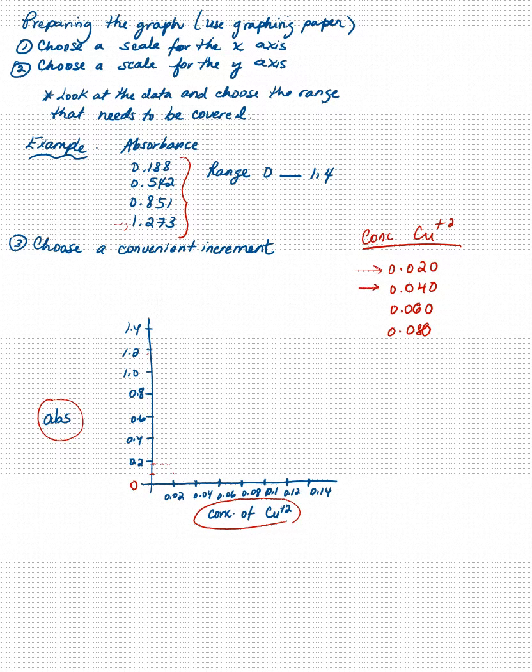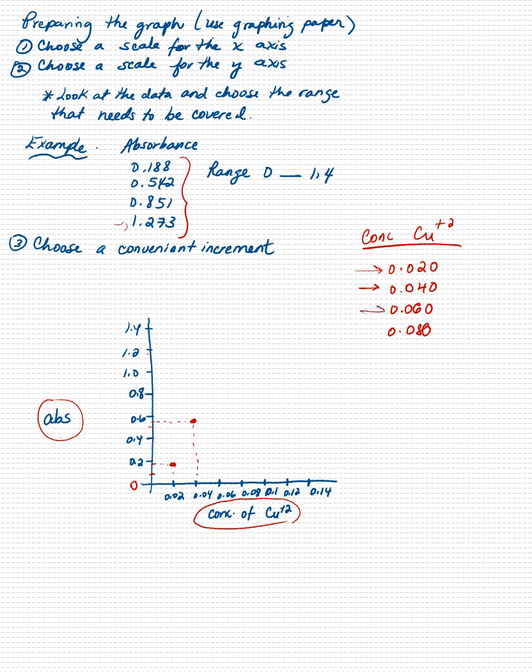Second one, 0.04, and that one goes with 0.542. So 0.4, 0.6, 0.5 should be there, and 0.54 is probably a little bit lower than half between those two. And that one goes with 0.04, so where those two meet, you have another dot. Right there.